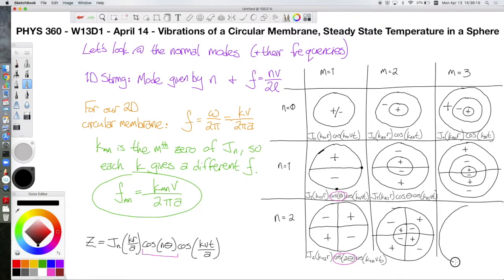And just for completeness' sake, this last one here will look a lot like this, with the positive and negative referring to exactly what they referred to before. So one of your periodic homework problems is actually to go through this same process of finding the normal modes and the normal frequencies, but for a rectangular membrane instead.